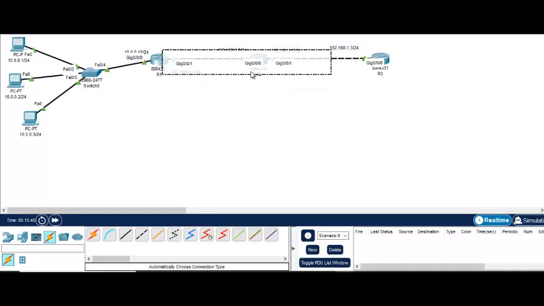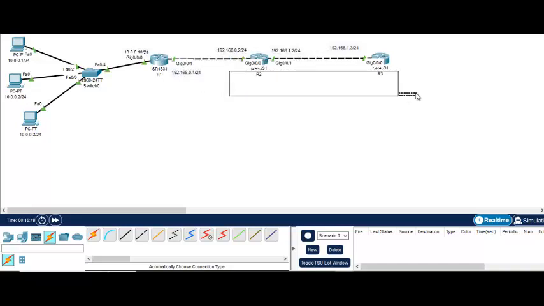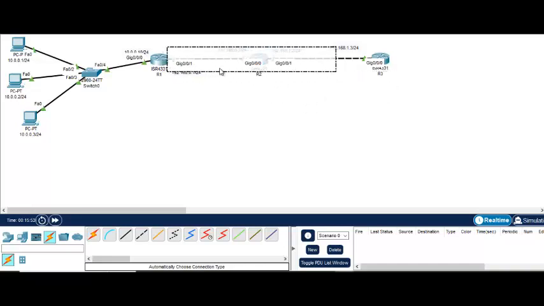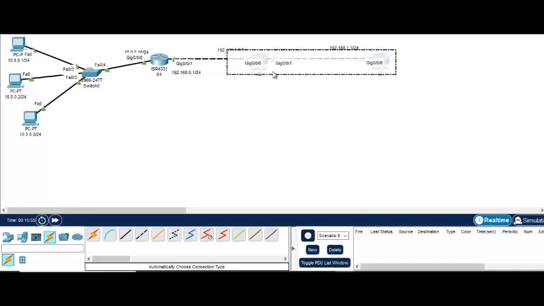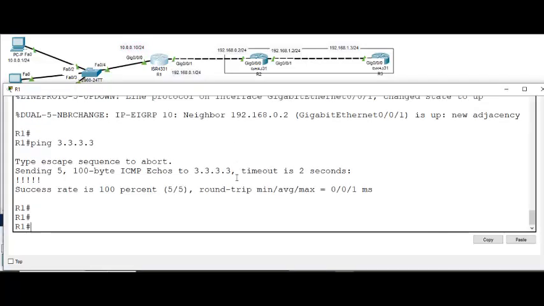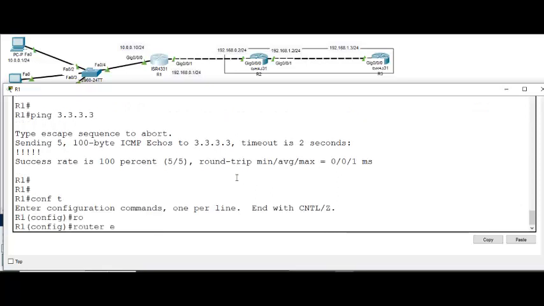Okay, I'll put it like this. This is internet. So this 10 network won't be advertised. I'm going to remove the 10 network from EIGRP. You got it? What is the EIGRP autonomous system number I gave? 10. No network, I removed.